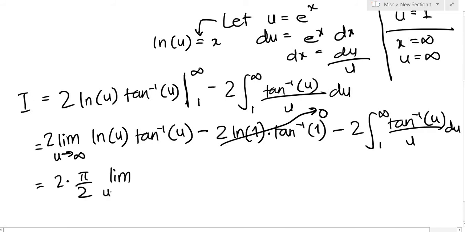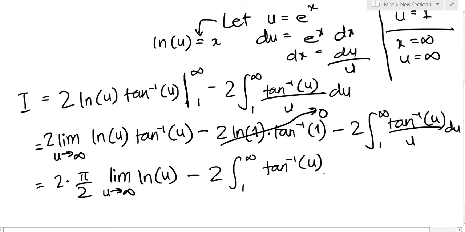But the only problem is this natural log term: if you treat infinity as a number and plug it in over here, the natural log of infinity will blow up to infinity. So we just keep the limit as it is. This thing just went to 0, so we just have negative 2 times the integral from 1 to infinity of the inverse tangent of u over u du.